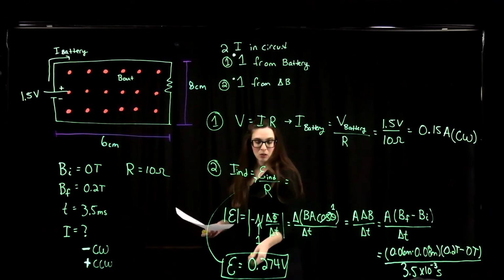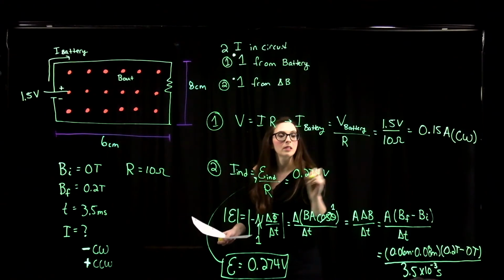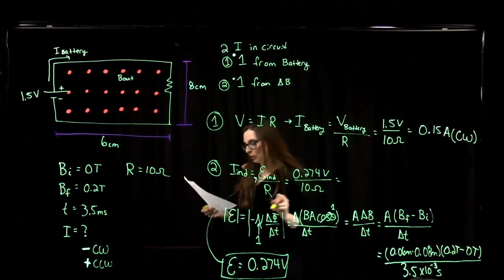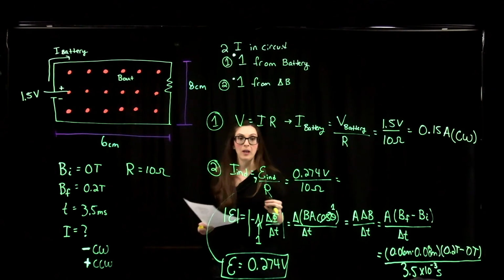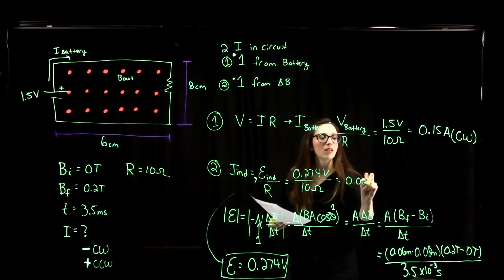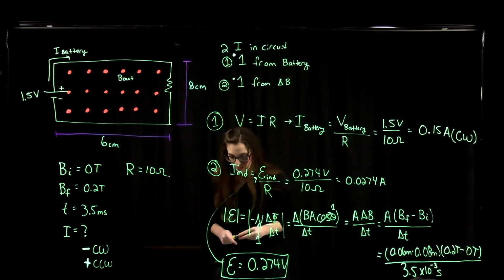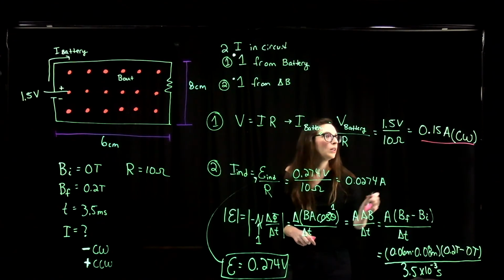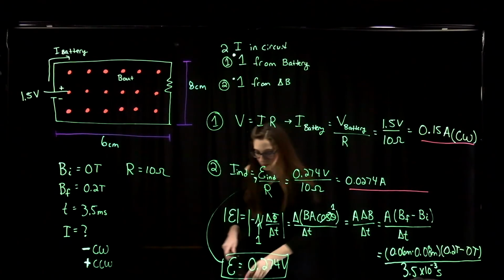So that's my induced EMF, and I'm going to put it in here to get my induced current. All right, so the induced current will be 0.274 volts divided by the resistance of 10 ohms. So my induced current is much smaller than my regular current supplied by the battery. This induced current is 0.0274 amperes. Okay, so we have to figure out, is this induced current clockwise or counterclockwise?